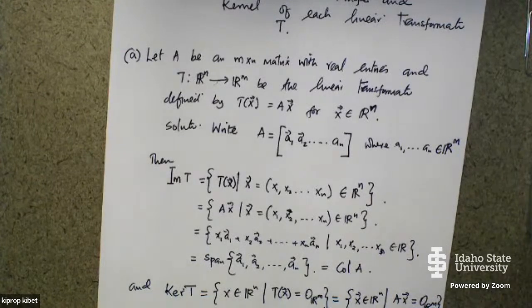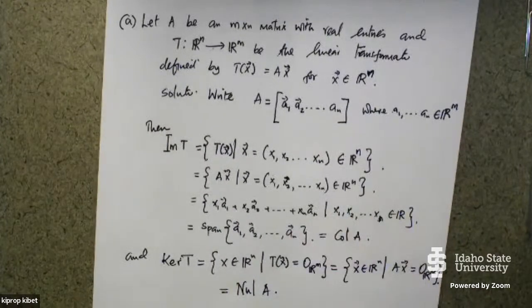So if we remember, that is the solution of that. Any questions after that? So that one is the image, or the range, and the kernel of the matrix.